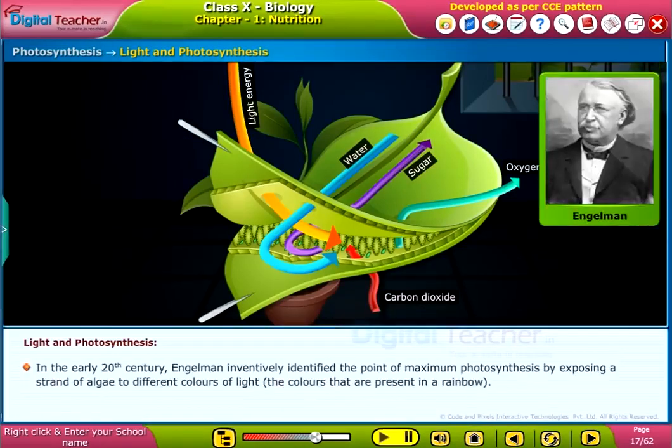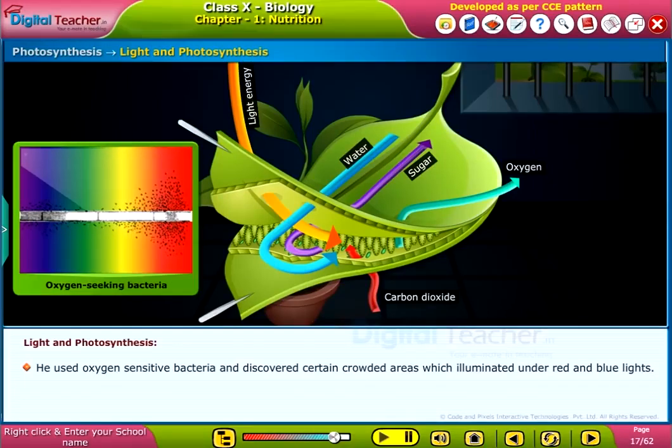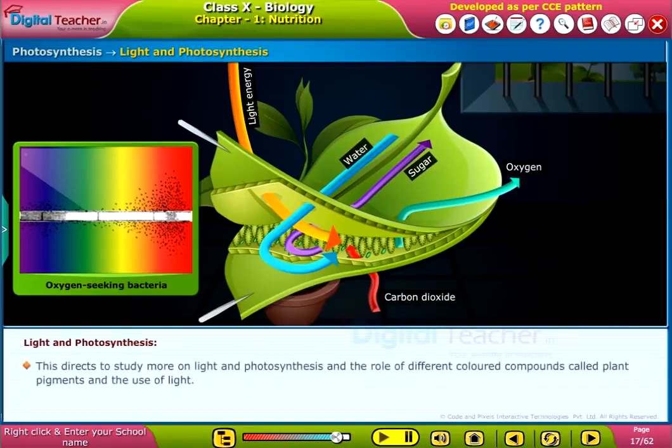In the early 20th century, Engelmann inventively identified the point of maximum photosynthesis by exposing a strand of algae to different colors of light, the colors that are present in a rainbow. He used oxygen-sensitive bacteria and discovered certain crowded areas which were illuminated under red and blue lights. This directs us to study more on light and photosynthesis and the role of different colored compounds called plant pigments and the use of light.